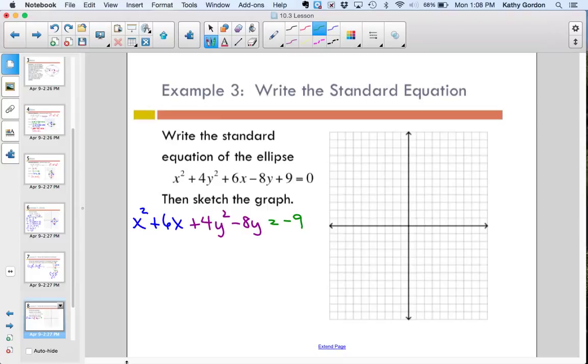Okay? Now if you think about where we're going, if you think about the standard form and what it needs to look like, in the standard form we have both an x quantity squared and a y quantity squared. And so what we're going to need to do is complete the square for the x's and complete the square for the y's.